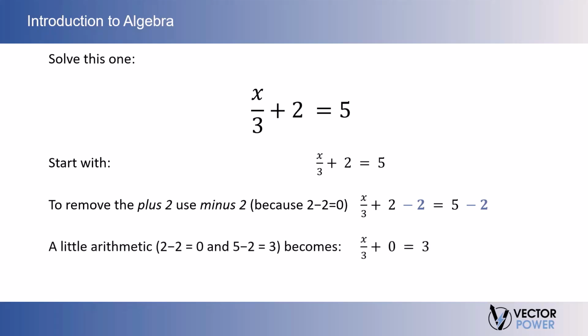So, a little bit of arithmetic, and we would end up with x divided by 3 plus 0 equals 3. And that is just the same as x divided by 3 equals 3. So, now let's work on getting rid of the divide by 3.